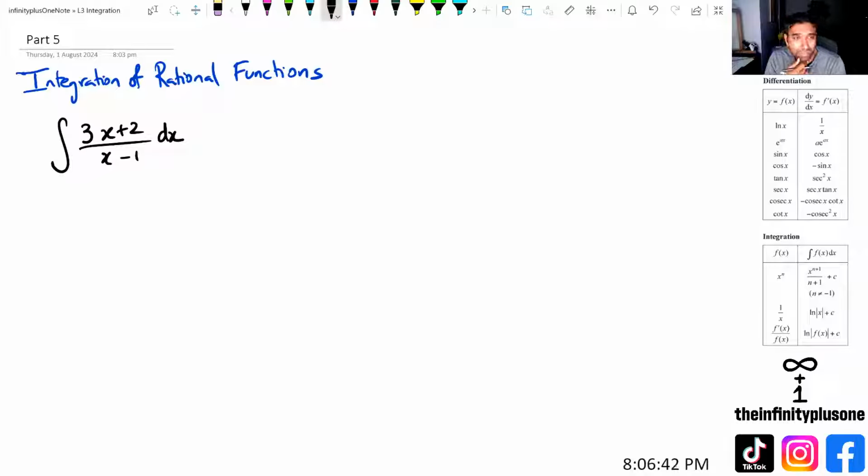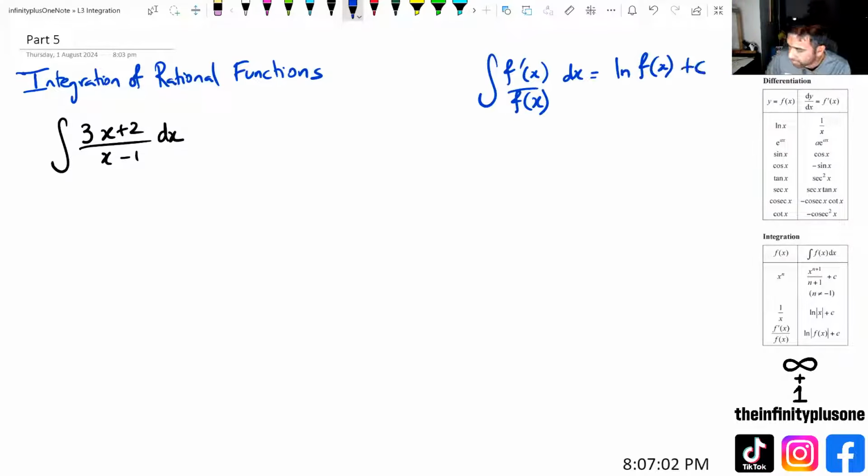Long story short, on Tuesday we did the integral where if f dash of x is in the numerator and f of x is in the denominator, then we would write this as ln of f of x plus c. That is what we did towards the end of Tuesday. But in this particular case, we've got x here, and we've also got an x there. And so this is when things get a little bit dicey.